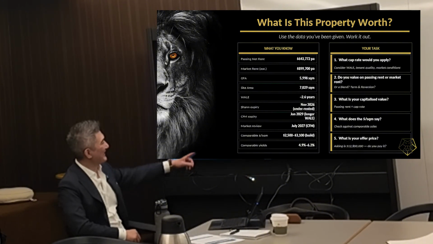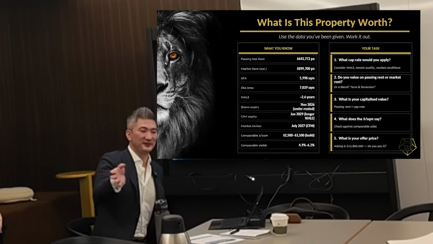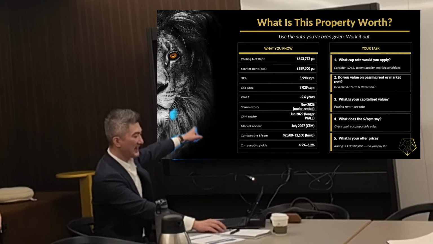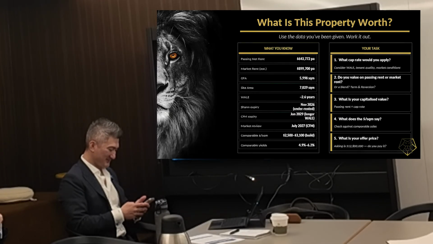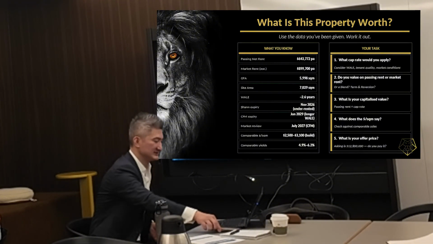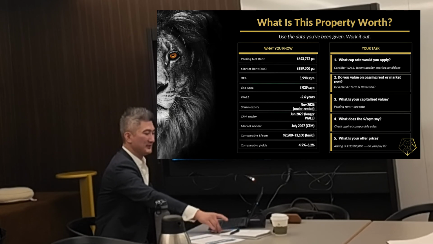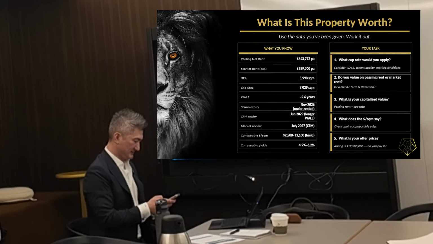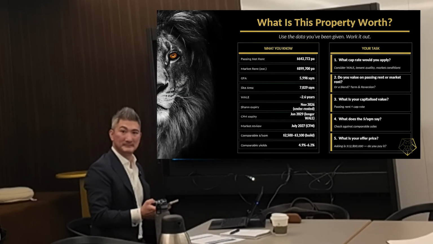Cool. So I think 5.5 is what most people said, right? So 5.5 on the passing rent is what? Let's see. 11.7 million. Okay. And on the market rent, what is it? It's 16.3 million. Yeah, 11.7 and 16.3. Massive.